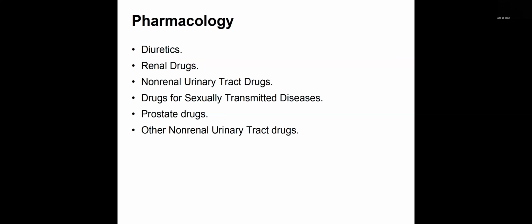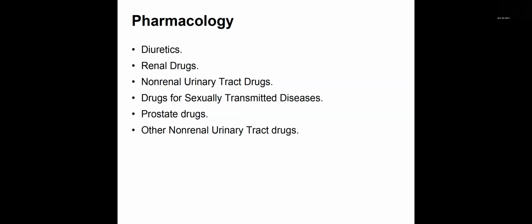Here, we're going to be focusing on pharmacology. Pharmacology in the kidneys is primarily going to be involved with diuretics, renal drugs, non-renal urinary tract drugs, drugs for STDs, sexually transmitted diseases, prostate drugs, and other non-renal urinary tract drugs. Diuretics' primary responsibility is increasing urine output. Renal drugs are used to treat a variety of urinary conditions. So there could be a lot of different ones, whether it's nephrotic syndrome, renal cell carcinoma, or renal transplant. Non-renal urinary tract drugs include antibiotics, urinary analgesics for pain, and alpha blocking agents for relaxation of smooth muscle.